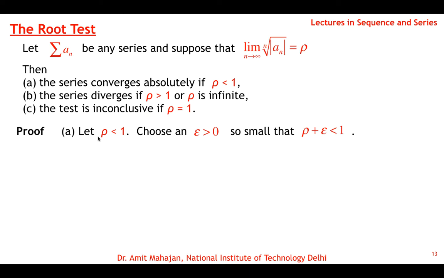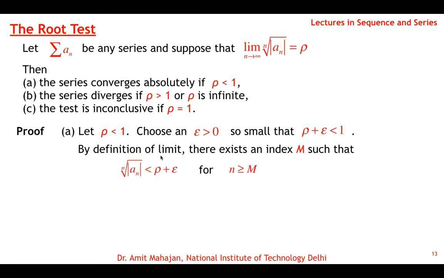So let rho be less than 1. Case 1 we are going to do first. Choose epsilon positive so small that rho plus epsilon still remains less than 1. Because this limit as n tends to infinity equals rho, by definition of limit there exists an integer M such that for all n greater than or equal to M, this is less than rho plus epsilon.